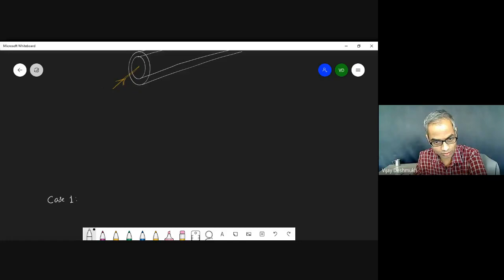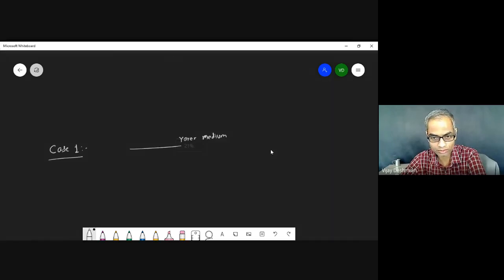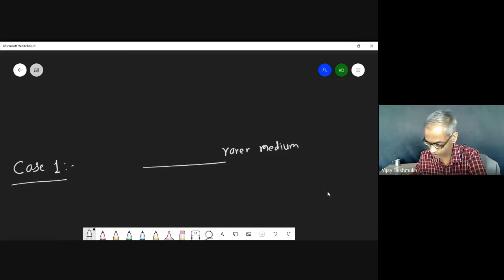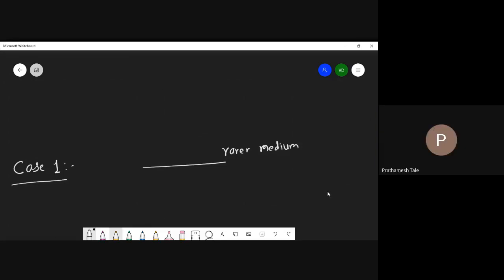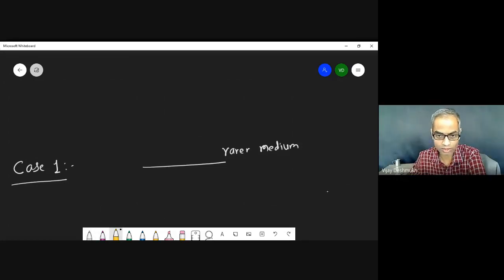Case 1 is the most common case, where we have this medium. So this is, let's say, a rarer medium here. Can you read these words? Let me make it slightly bigger. Yes, sir. Okay. And then we have the light incident on this medium.